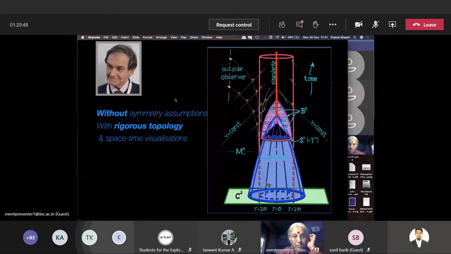And so he had a very intuitive geometric way of visualizing things. He applied very complex but very rigorous topological methods, which he innovated himself, and space-time visualizations. This is his visualization in that paper, to come to the conclusion that the Schwarzschild solution was an inevitable consequence of gravitational collapse. So it was not an artifact. It was not dependent on some very special assumptions of spherical symmetry and so forth, but it was an inevitable consequence. I will just briefly explain this.